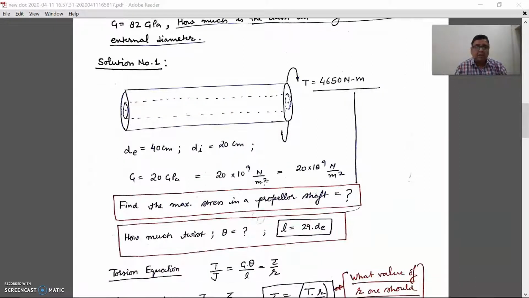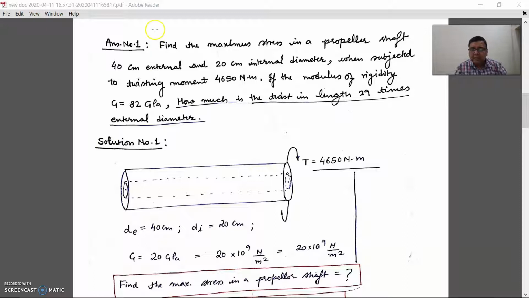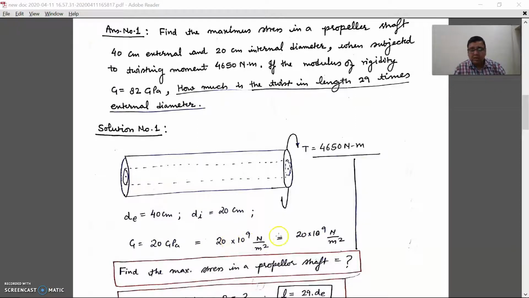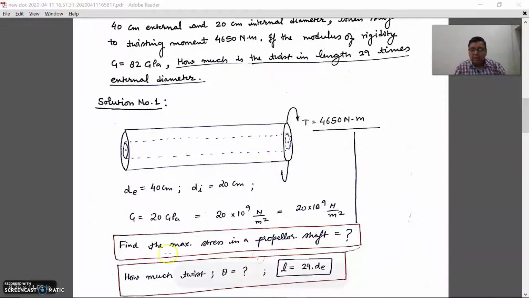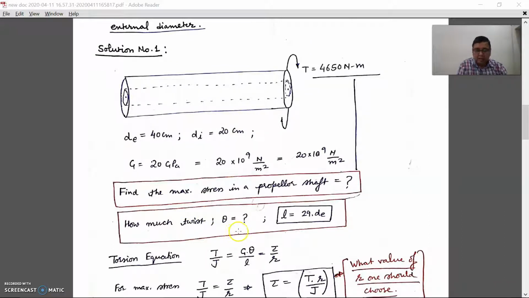So in the same manner we did this exercise, and if you compare this, then we made a shaft, internal, external diameter, written G. Okay, I am sorry, I had written here 20, but it is 82. No issues, I have not done calculations of it, so you will write down 82 only. Okay, then torsion is 4650 Newton meter. Okay, then he is asking find the maximum stress in a propeller shaft. Okay, then second part is how much twist, theta.